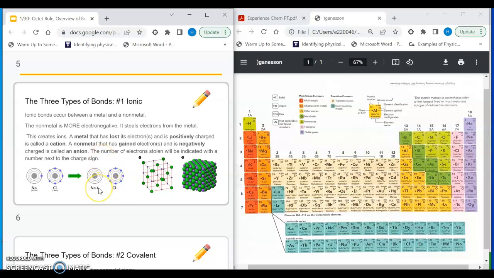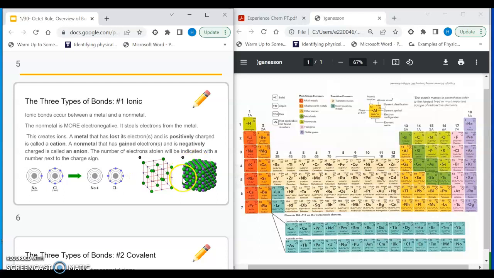It doesn't always have to be +1 and -1, but the number of electrons being moved will always be indicated with a number next to the charge sign. So it'll say 2+ or +2 if it was losing 2 electrons, or gaining 2 electrons, or vice versa, etc.